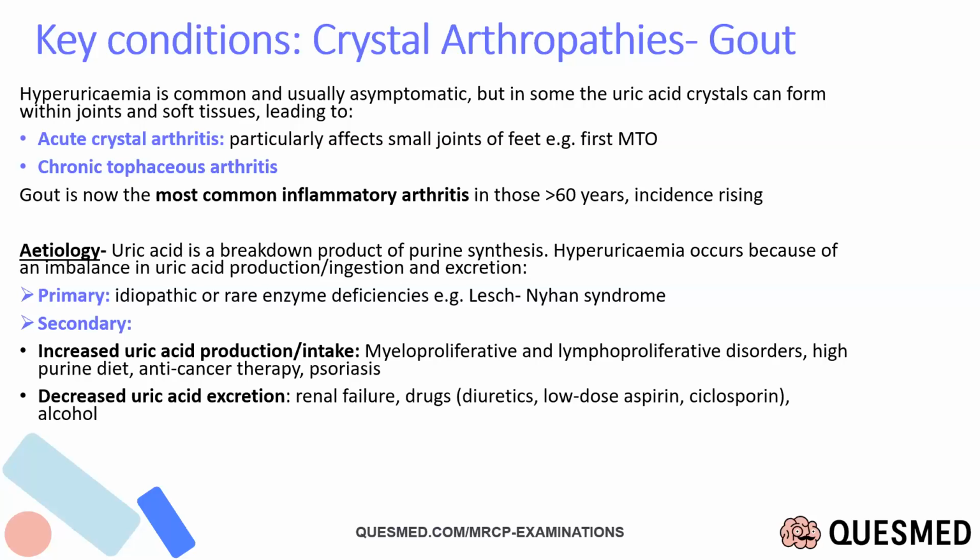Then decreased uric acid excretion, that's more common, and that can be caused by renal failure and your medication. So if you see diuretics in the question and there's a hot swollen joint, think gout, and also cyclosporin and aspirin. And alcohol is also a big one.